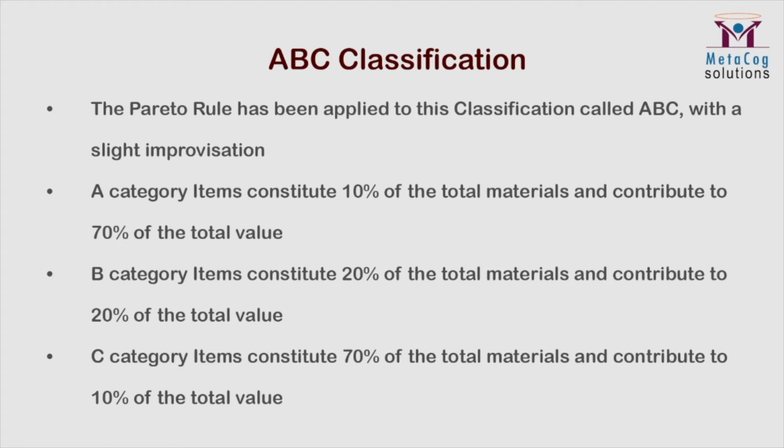ABC classification. The Pareto rule has been applied to this classification called ABC classification with a slight modification. A category items constitute 10% of the total number of materials and contribute to 70% of the total value of inventory. B category items constitute approximately 20% of total materials and contribute to 20% of the total value. C category items are the most numerous and constitute 70% of the total number of materials and contribute to only 10% of the total value.